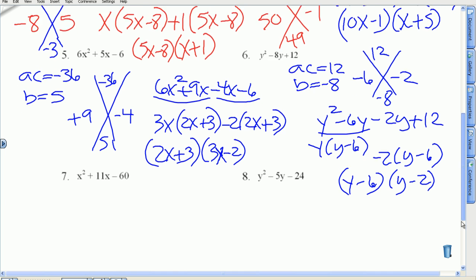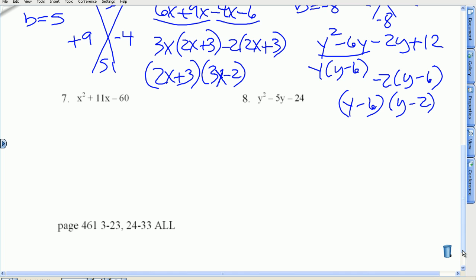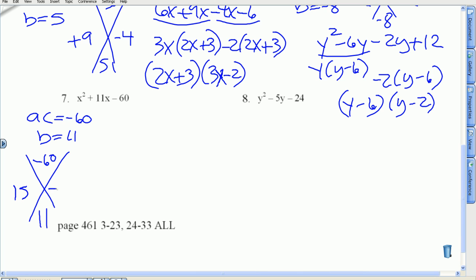Okay. A couple of examples left to go here. We're almost done. AC is negative 60. B is 11. So we got negative 60 and 11. Oh goodness, there's a lot of factors of 60. Play around with them. 1 times 60, 2 times 30, 3 times 20, 4 times 15. Wait a second. 4 times 15. If 15 is positive and 4 is negative, we're in great shape.